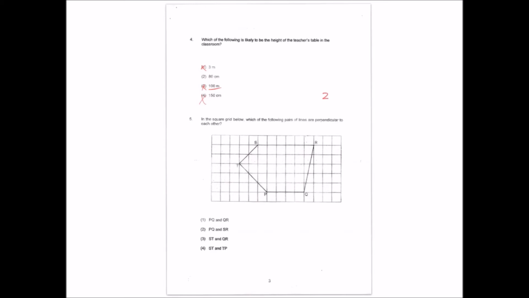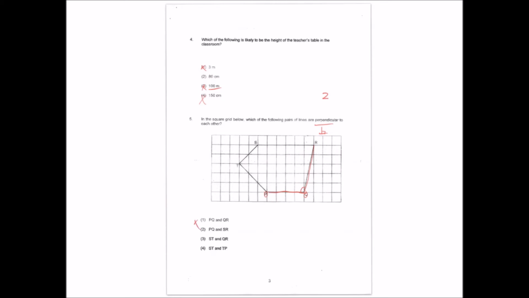Question 5. In a square grid below, which of the following pairs of lines are perpendicular to each other? Perpendicular means 90 degrees to each other, and therefore which of these are 90 degrees to each other? Here you need to take a protractor and measure all these values. PQ and QR. PQ is this line over here, and QR, this is definitely not 90 degrees.